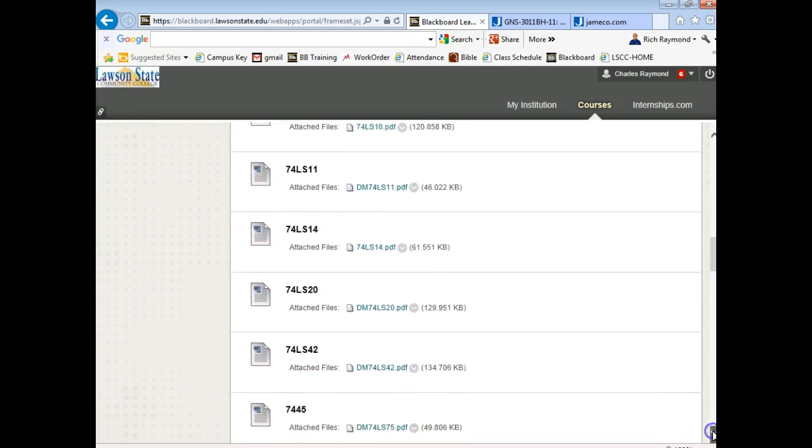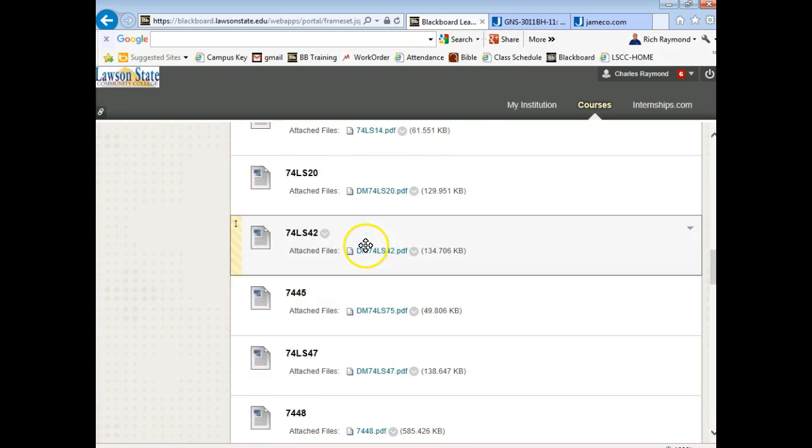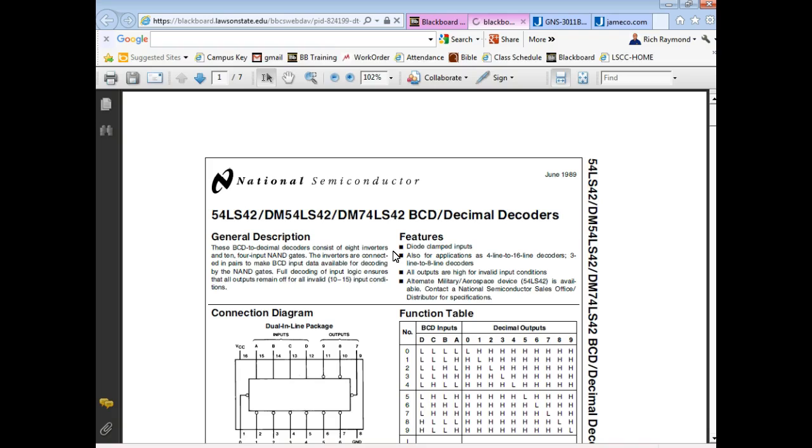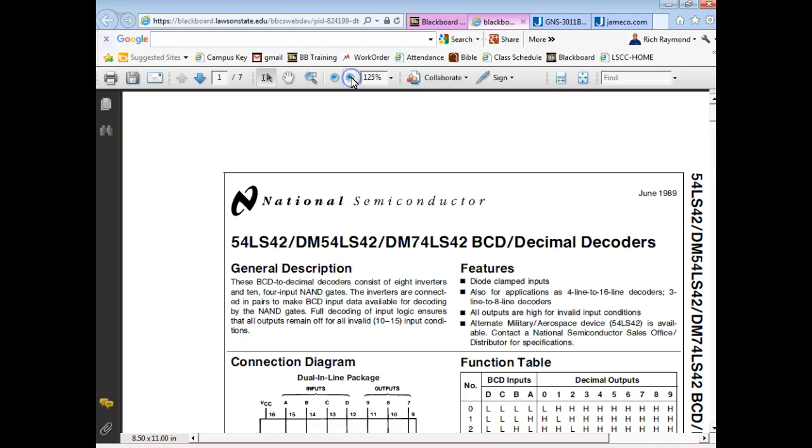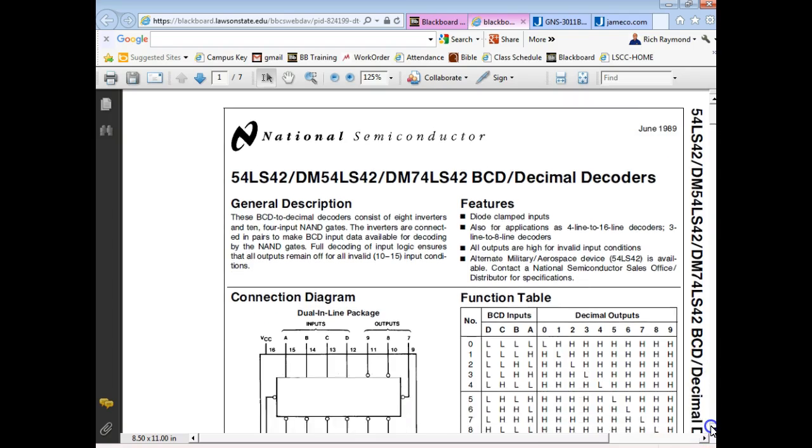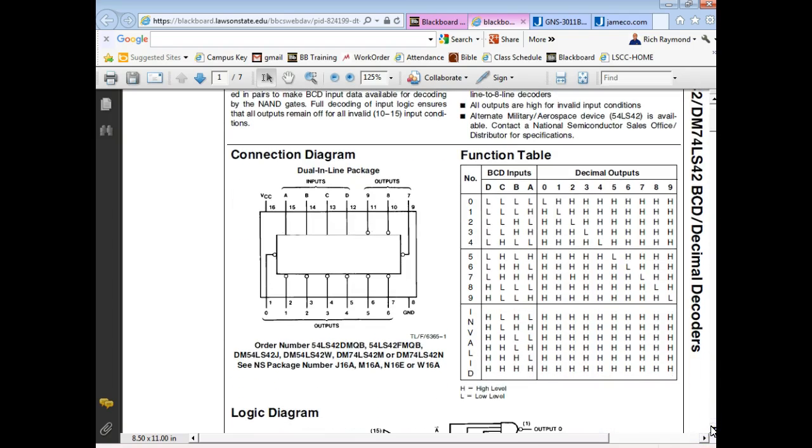7442. Of course, we understand what the center letters mean, so we have a 74LS42 here. It's a low-power Schottky. And this is the data sheet. It says it's a BCD to decimal decoder. A BCD to decimal decoder consists of 8 inverters and 10 4-input NAND gates. So we're not going to need that. This is what we got right here.